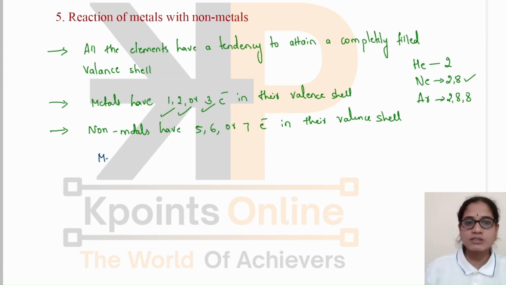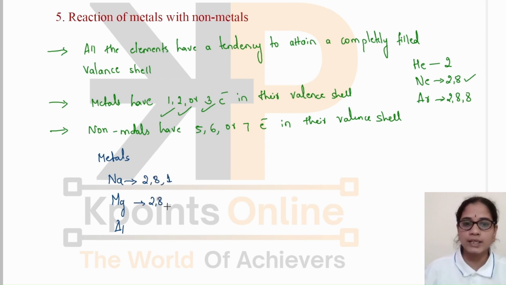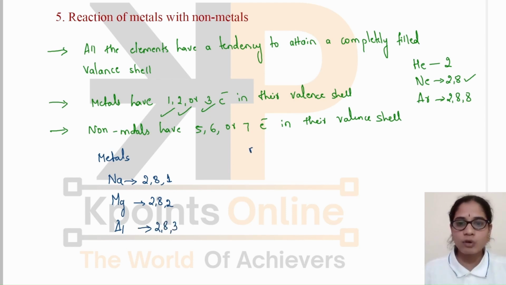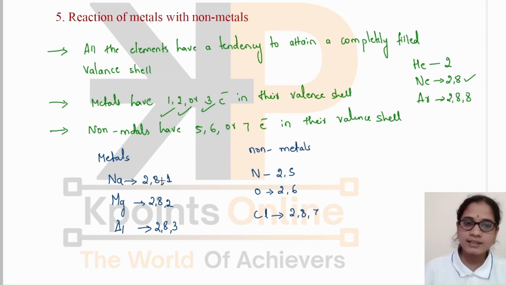For example, in the case of metals, sodium, magnesium and aluminum are all metals. They have electronic configurations 2, 8, 1; 2, 8, 2; and 2, 8, 3. In the case of non-metals, nitrogen has 5 electrons in its outermost shell, and oxygen has 6 electrons. Chlorine has 7 electrons in its outermost shell. You can see here the metals have either 1, 2 or 3 electrons in the outermost shell.